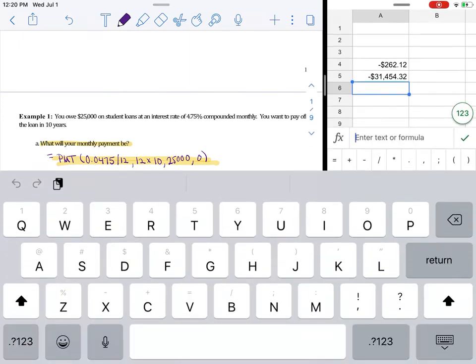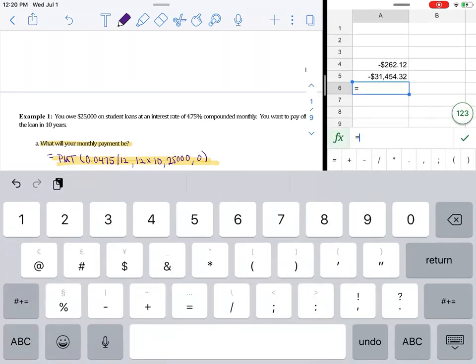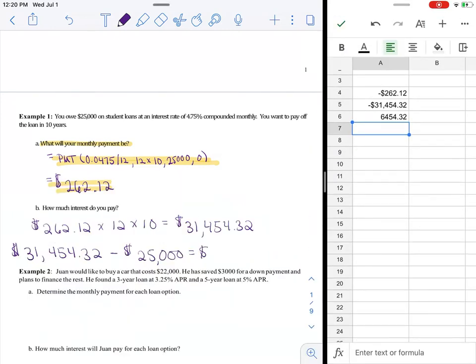So for that, I'm just going to put equals 31,454.32, and I'm going to take away 25,000. Be careful of those zeros. I always make that mistake. So what happened here is you actually, after it was all said and done, gave your lender $6,454.32 extra.